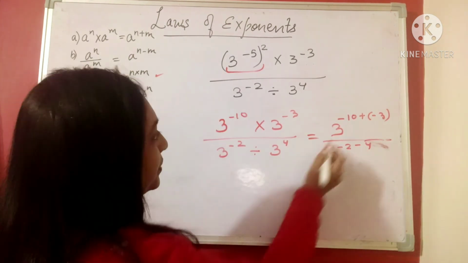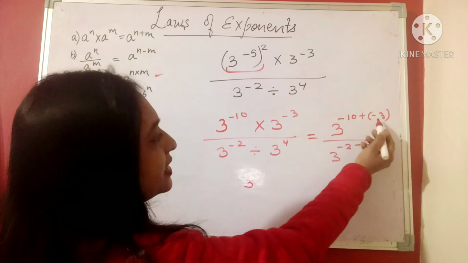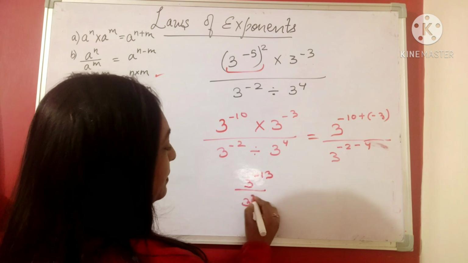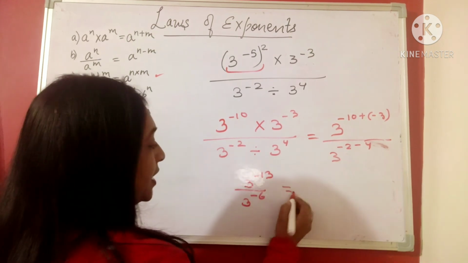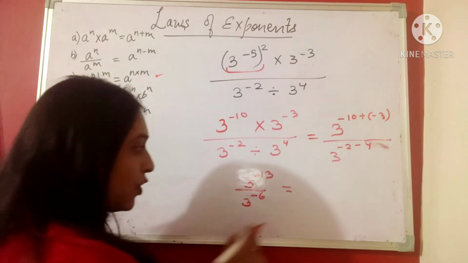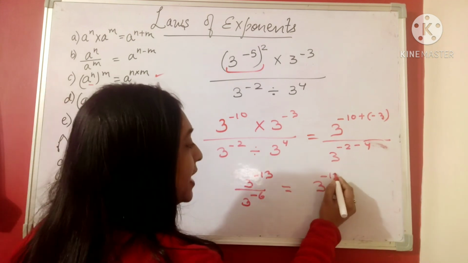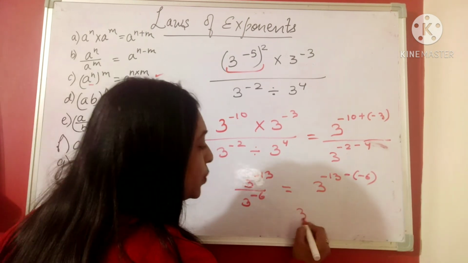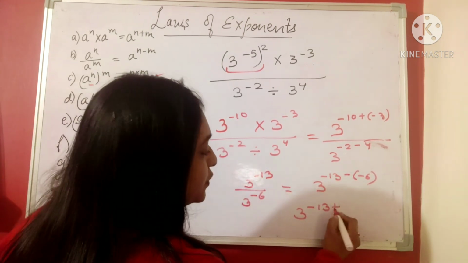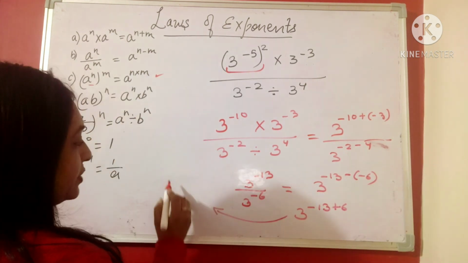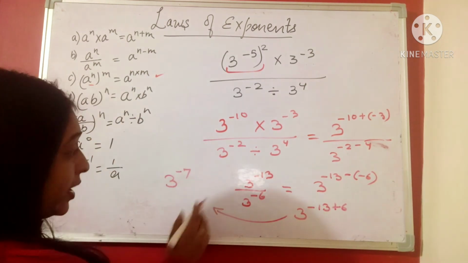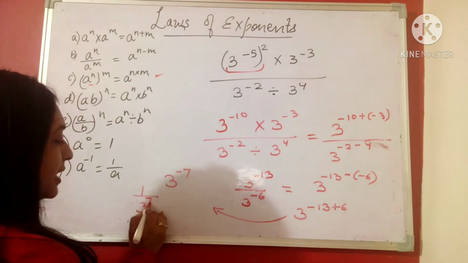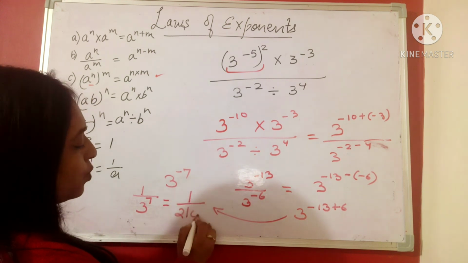It's very clear now. Now from here, if we solve, minus 10 minus 3 is minus 13, and in the denominator we have 3 raised to the power minus 6, right? Now again these two are in the division form, so 3 raised to the power minus 13 minus of minus 6, right? Now this minus and minus will be added and it becomes plus 6, right? So the answer is 3 raised to the power minus 7. Now relate it with this law, it will be 1 upon 3 to the power 7. By solving it, we will get 1 upon 2187.